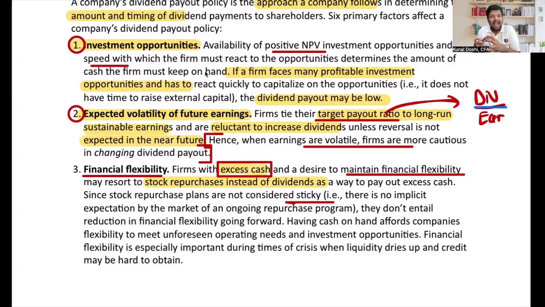But with this excess cash, if you rather do a stock repurchase or buyback instead of falling into the trap of dividends, you have more flexibility, and then you can use this money according to the opportunity available. Understood? So this is very important, especially in times of crisis. Otherwise, you will be forced to pay dividends. Got it? Clear? Everyone?